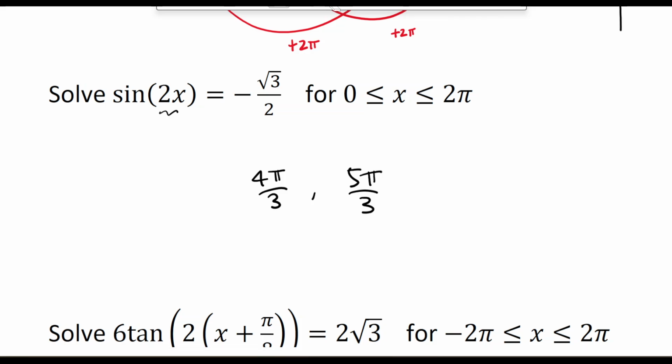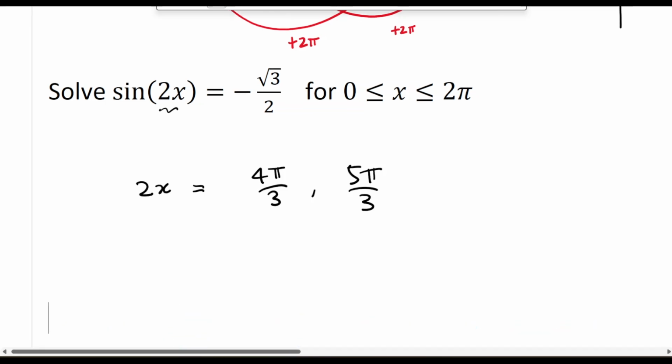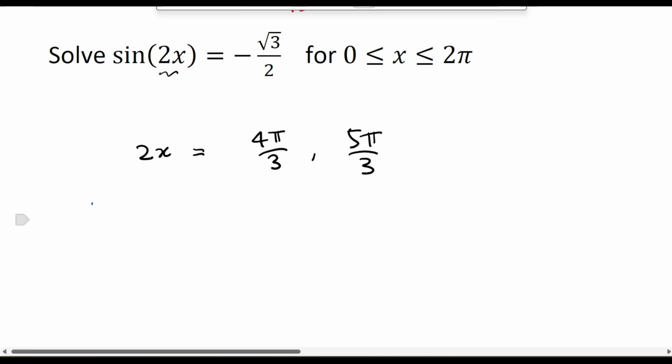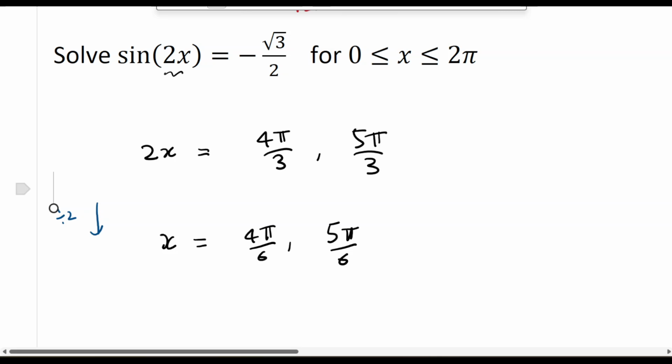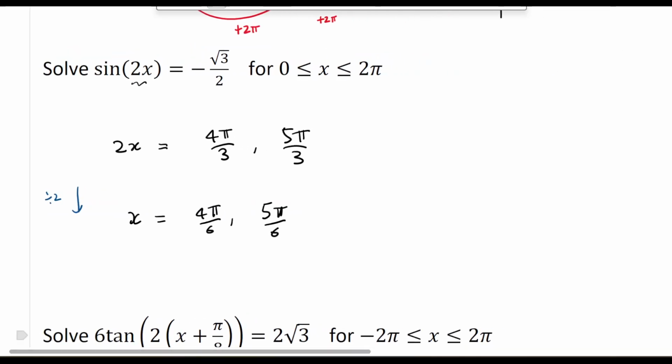So that should be 2x equals all that. And then you would just solve this like a normal equation. So realistically, I would like to divide by 2. So I've got x equals 4 pi over 6 or 5 pi over 6. I guess you could simplify that to 2 pi over 3 if you want, but I'm not going to bother. Okay, cool. And, well, we did these in the range 0 to 2 pi. So surely we've got all the answers we want.